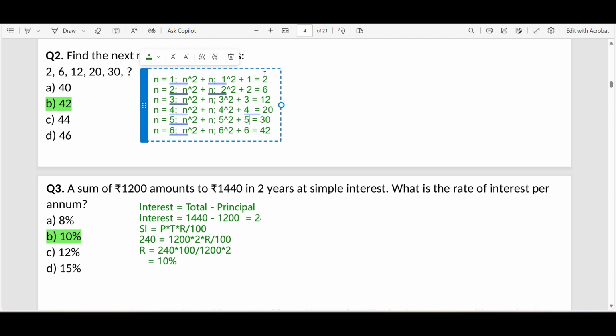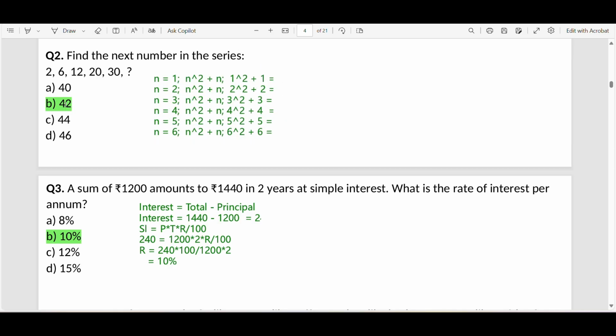And when you see all of these, it matches with the question, right? The first one will be 2, second one will be 6, third one is 12, fourth is 20, and fifth is 30. So we are considering this one and going to the sixth one. N equals to 6, right? So 6 square plus 6, 6 square will be 36 plus 6 will be 42. So the final answer will be 42 for this one. Okay, I think you have understood, and that's all for this question.